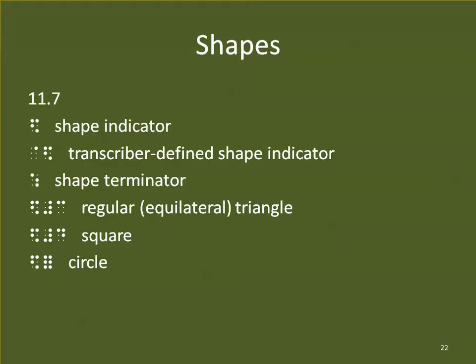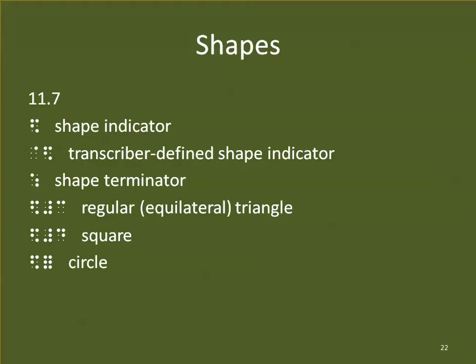There are a number of prescribed symbols in UEB, so of course we'll use those if we can. But very often, shapes are just unique. Maybe they're of an elephant or something like that. In that case, we have at our disposal a transcriber-defined shape indicator, and that's just a shape indicator preceded by dot 4.